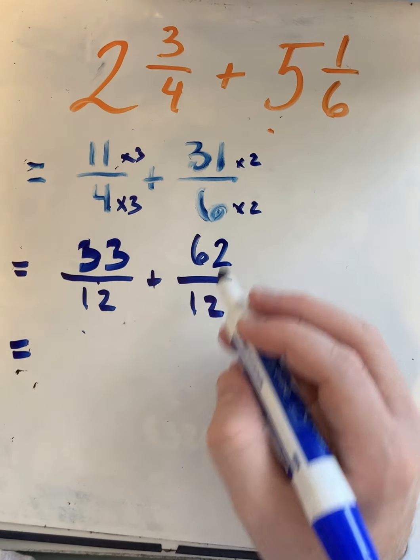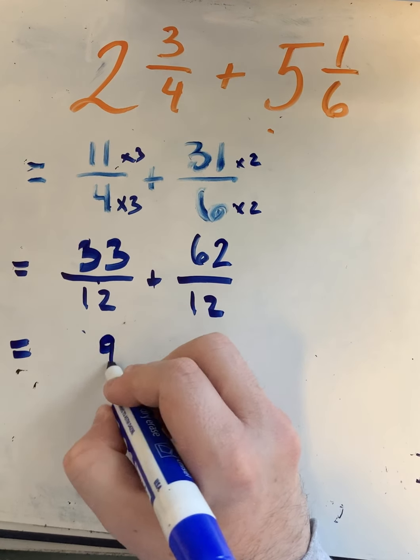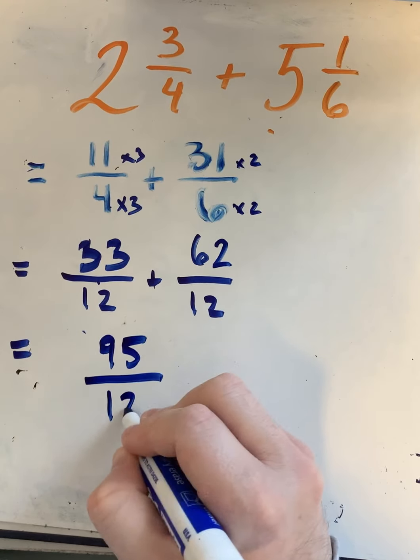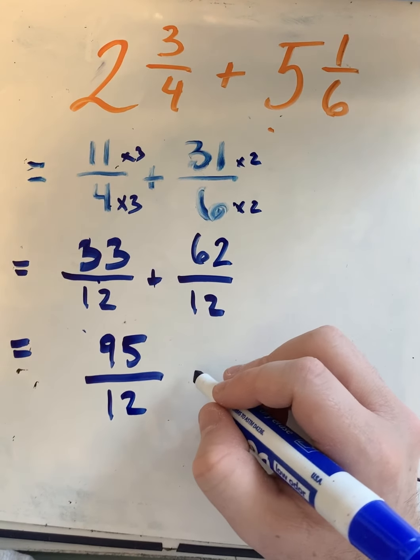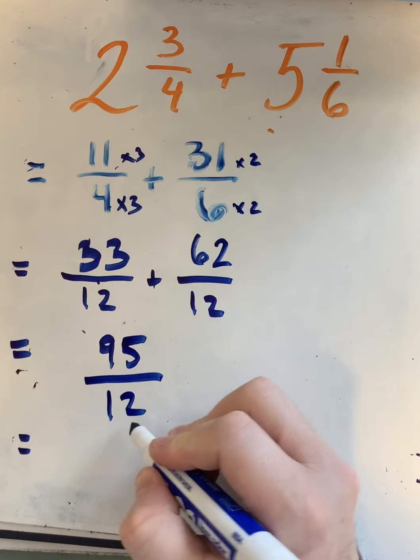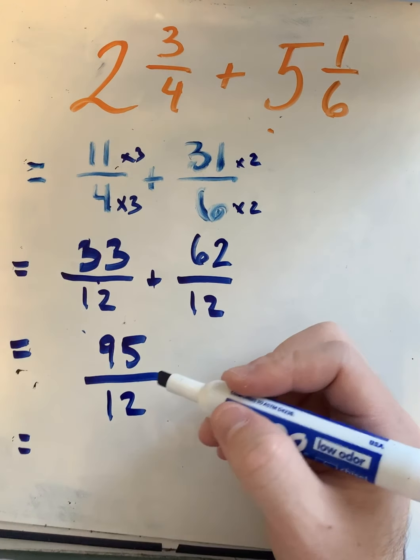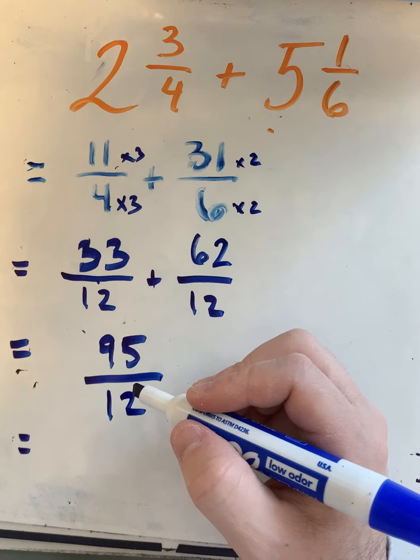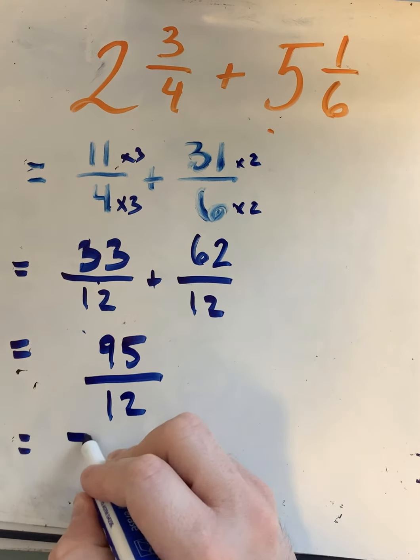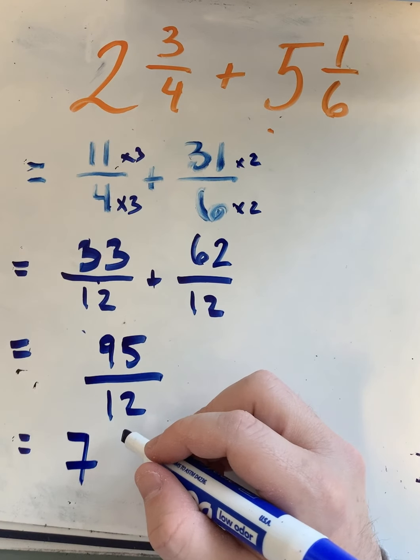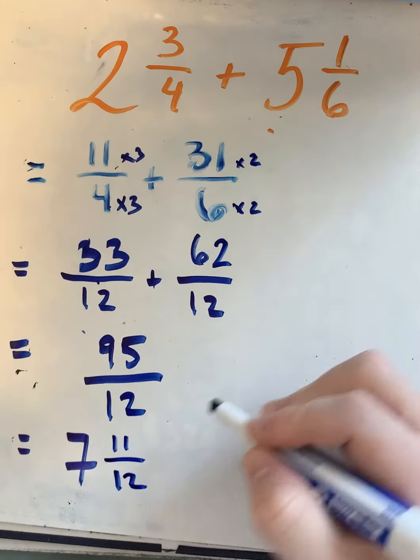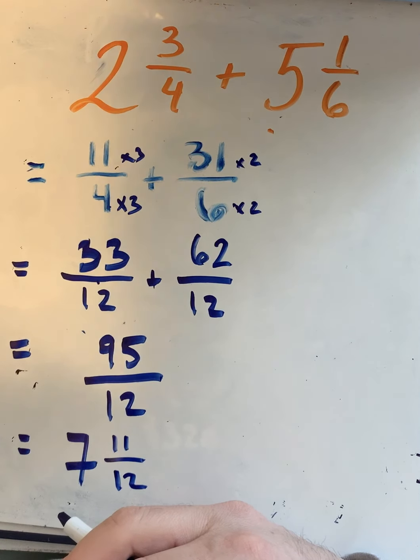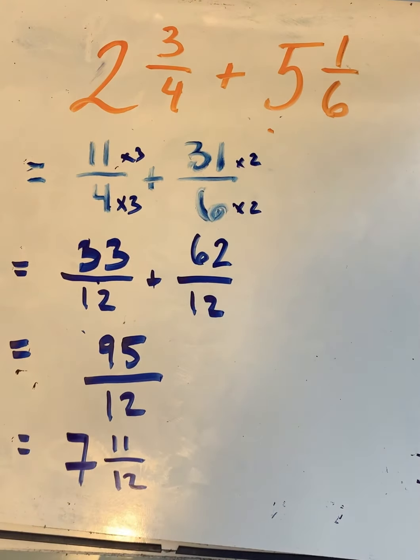33 plus 62 is 95. I keep the same denominator down here, and I'm left with 95 over 12. So now I have to ask myself, how many times does 12 go into 95? 12, 24, 36, 48, 60, 72, 84. So 84, that's 7 times. And what's left over? 95 minus 84 is 11. So I have 7 and 11/12. So that's one way of doing it.